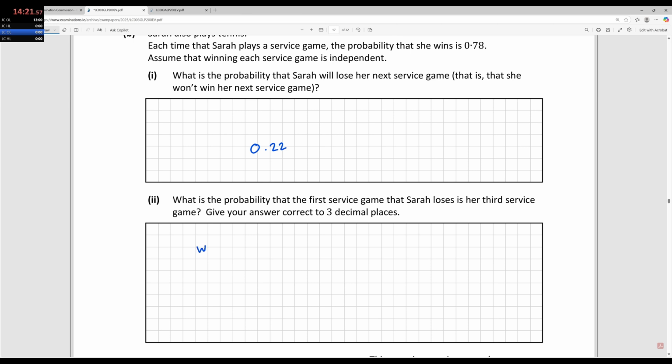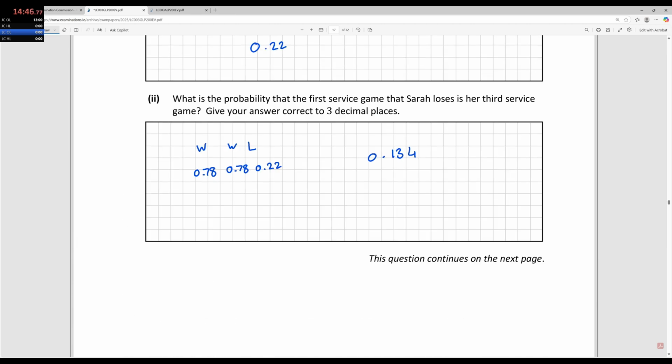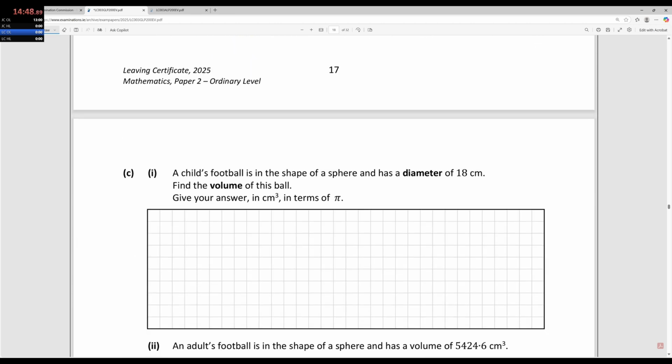So that means she would win, win, lose. So that means 0.78 times 0.78 times 0.22. And my calculator is here. Corrected to 3 decimal places would be 0.134 if you round it. First, let me just make sure. First that she loses is the third one. Yeah, so she wins the first two.